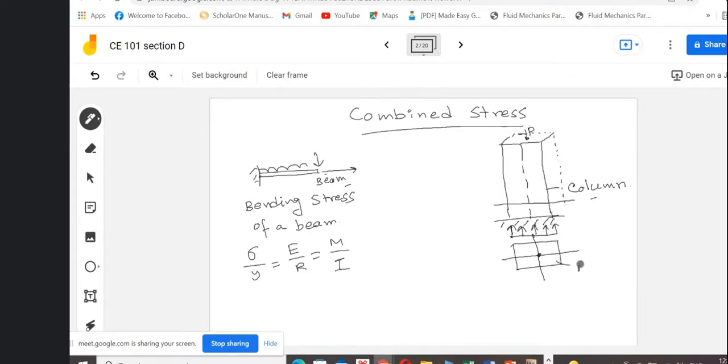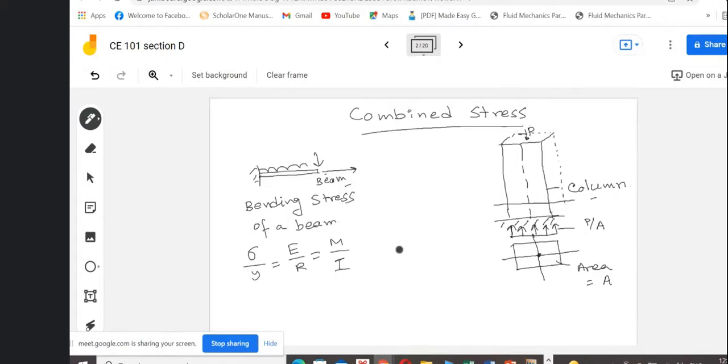If this area is A, the stress or intensity we can say is P by A, where P is the direct load acting at the center and A is the area of the cross section. Then the stress across the cross section of the column is uniform, as the load is distributed uniformly throughout the entire area. So the stress will be P by A.